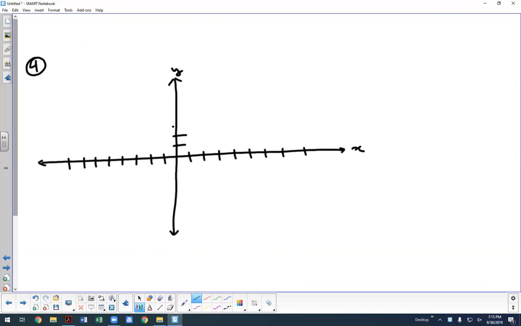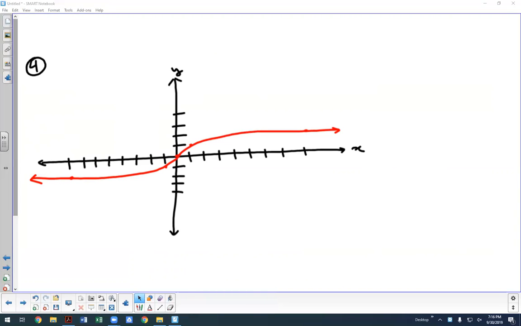And 1, 2, 3, 4. So we had 0, 0. +1 gives you +1. -1 gives you -1. +8 gave you +2. -8 gave you -2. So you should actually get a function, or actually a graph, that looks like this. Kind of an elongated S-ish peak shape.